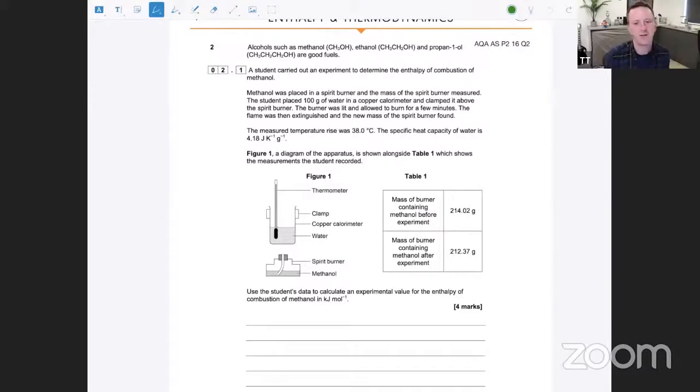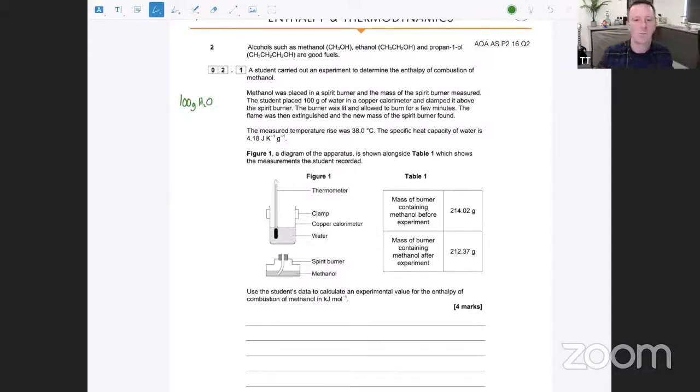So there's a bit of useless information. Alcohols such as methanol, ethanol, and propan-1-ol are all good fuels. Okay, great. Not really going to impact us. A student carried out an experiment to determine the enthalpy of combustion of methanol. Methanol was placed in a spirit burner and measured. The student placed 100 grams of water. So we have got 100 grams of H2O.